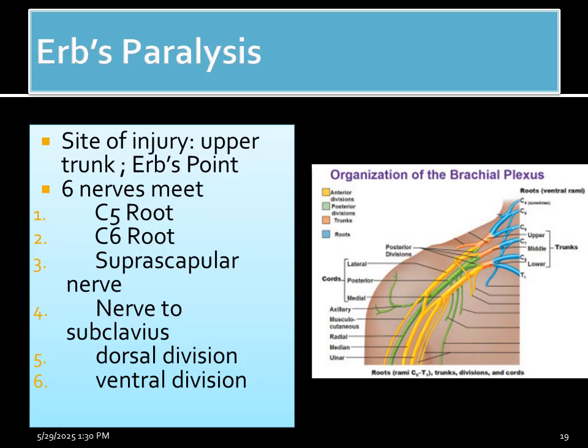The site of injury we discuss is Erb's palsy. The site of injury of the upper trunk is known as Erb's point. There is a meeting point of three nerves: the roots of C5 and C6, the suprascapular nerve, the nerve to the subclavius, the dorsal division, and the ventral division. All these six nerves combine to form Erb's point. Injury at Erb's point causes Erb's palsy.